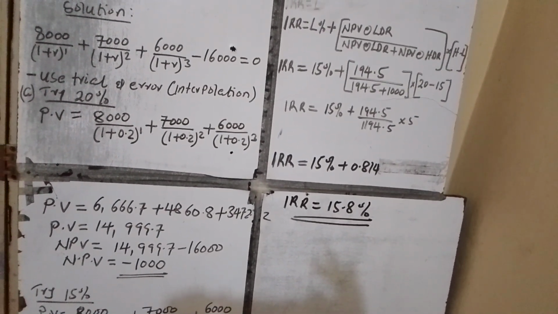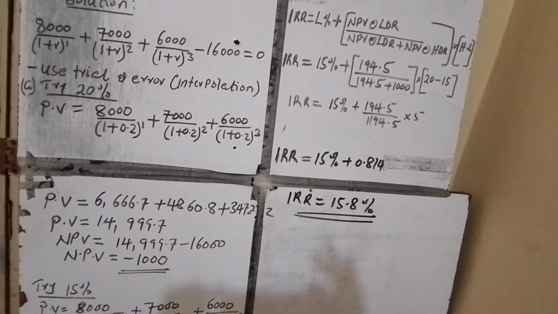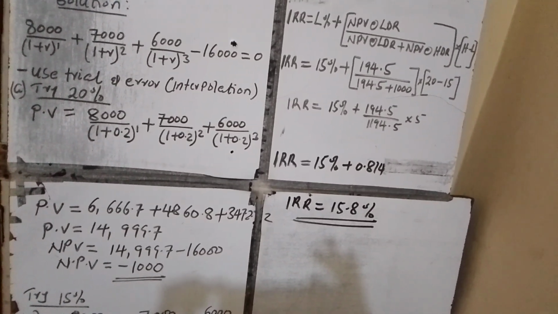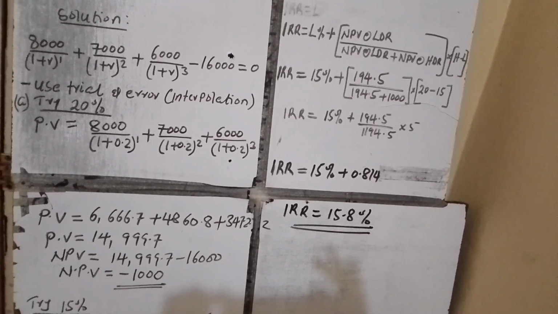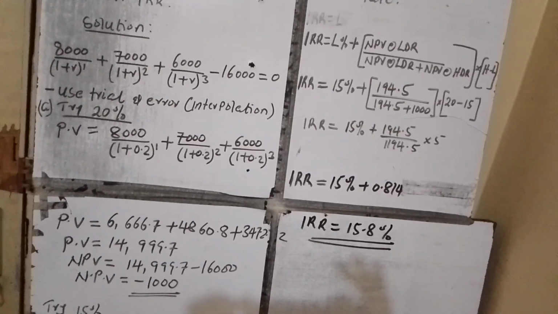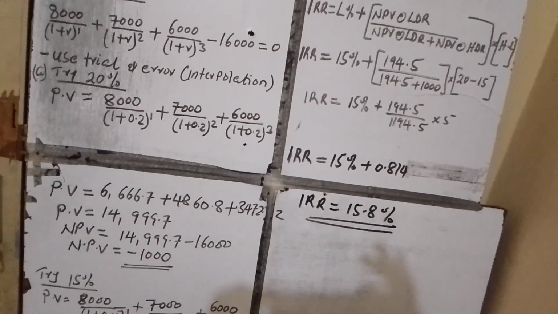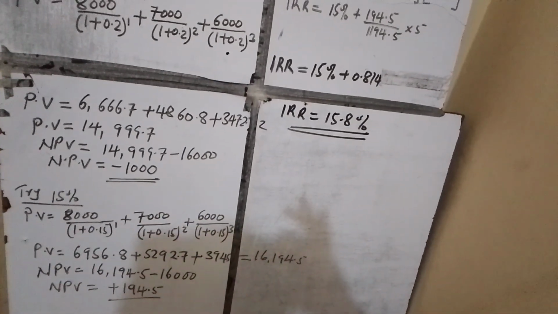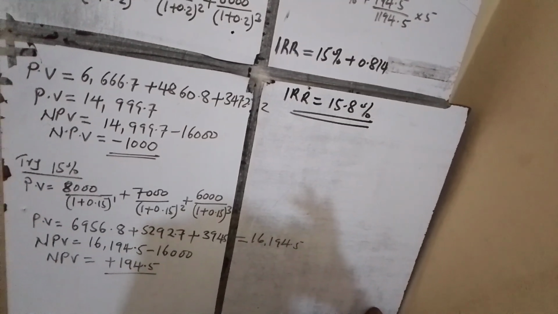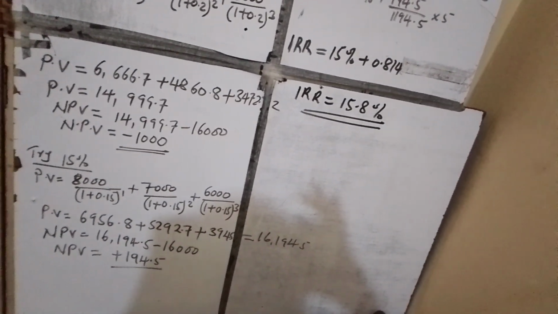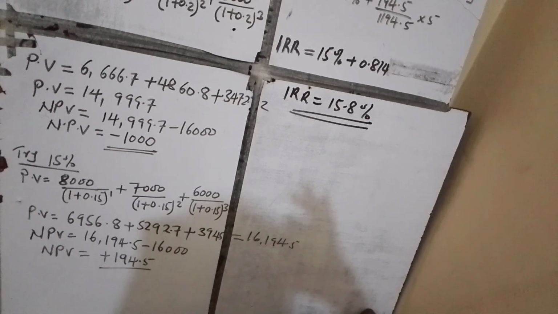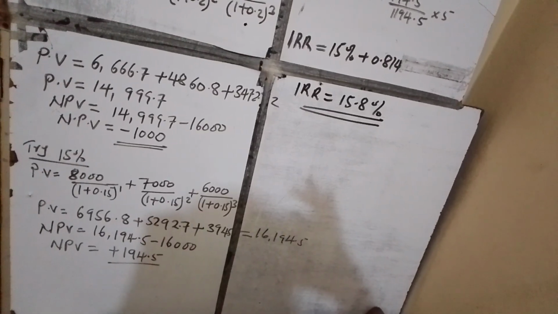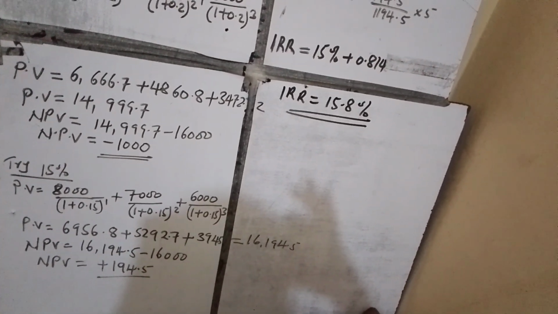Because 20% is producing 14,999.7, which is less than 16,000, I'll take a lower rate. So I've decided to take 15%. Remember, my focus is to get two rates. Both have been taken randomly. However, one rate must produce a negative NPV and the other rate must produce a positive NPV.